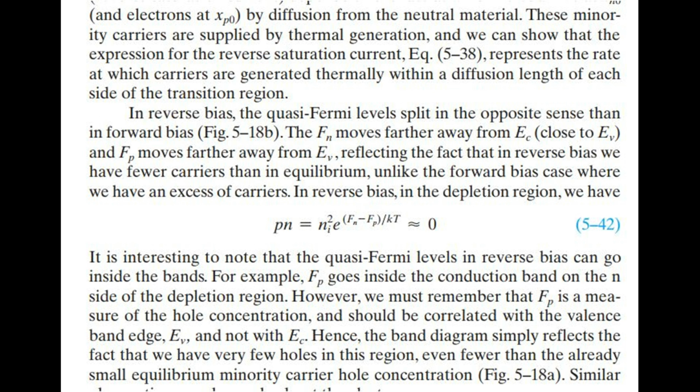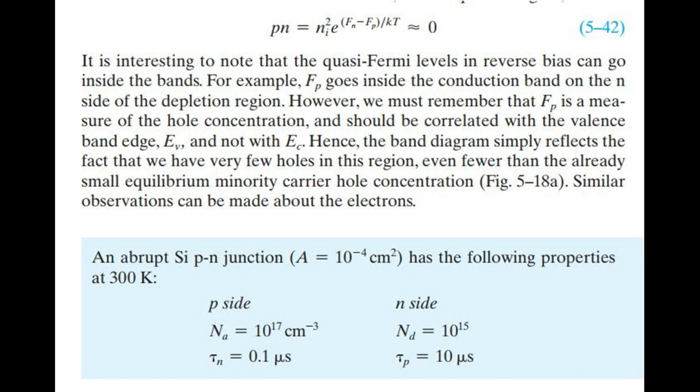It is interesting to note that the quasi-Fermi levels in reverse bias can go inside the bands. For example, Fp goes inside the conduction band on the N side of the depletion region. However, we must remember that Fp is a measure of the hole concentration, and should be correlated with the valence band edge, EV, and not with EC. Hence, the band diagram simply reflects the fact that we have very few holes in this region, even fewer than the already small equilibrium minority carrier hole concentration, Fig 5-18a. Similar observations can be made about the electrons.